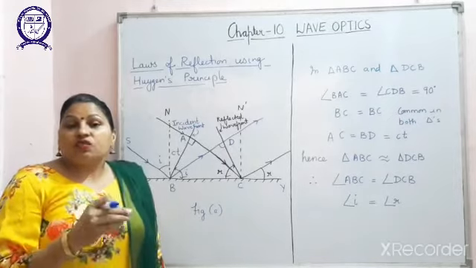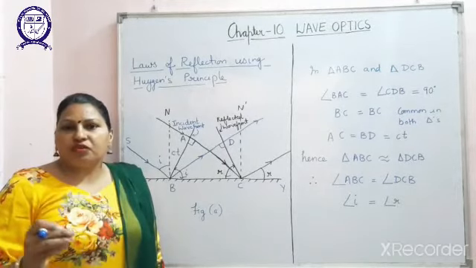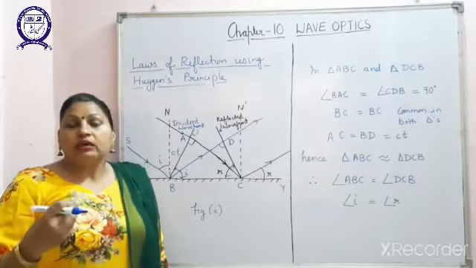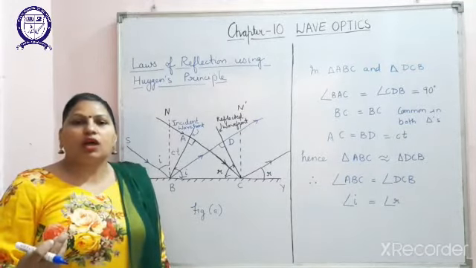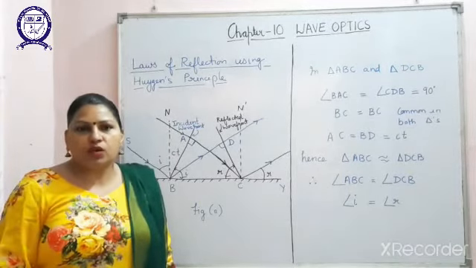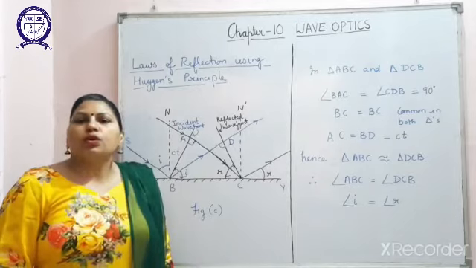So hence we have just proved the law of reflection, which states that if on a reflecting surface any ray is incident over it with angle i with respect to the normal, then the angle of incidence is always equal to the angle of reflection.